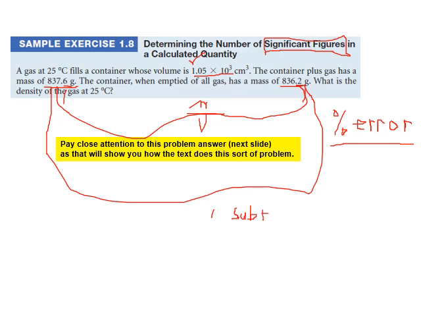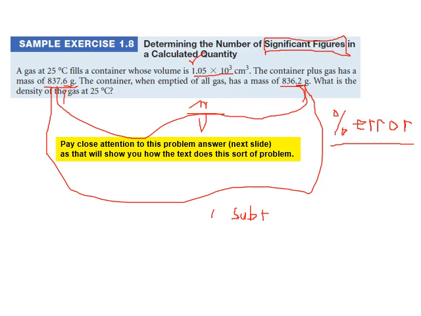And I'm going to stop with the subtraction, because it's just taking too long. So when you subtract 837.6 minus 836.2, you get 1.4 grams. So you want to get that to the correct number of decimals. And it already is. 1.4 already is because it has one decimal.